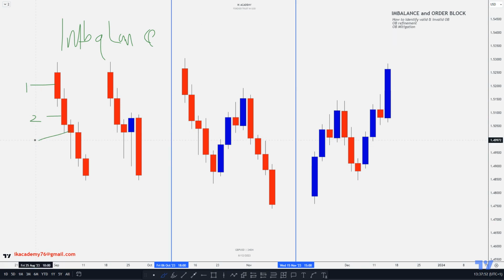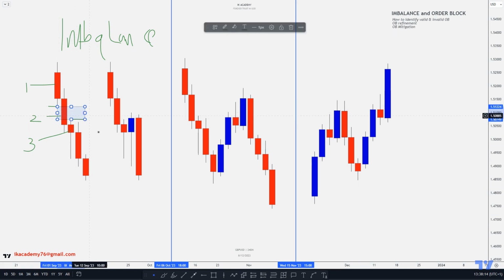Based on this scenario, we can clearly see that this is the low because we're looking at bearish. This is the lowest point, and this is the highest point of number three. We don't have to look at number two. We skip number two, and then we pick the lowest point and the highest point of number three.